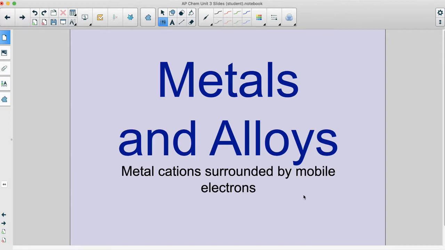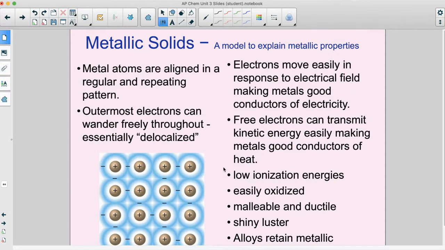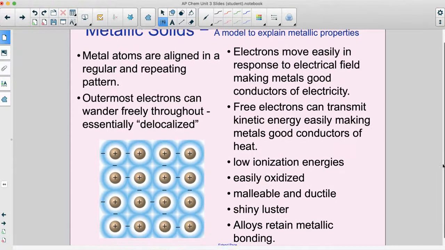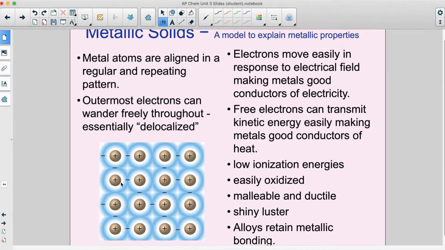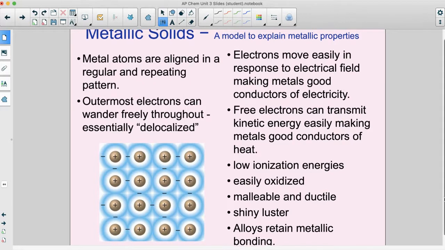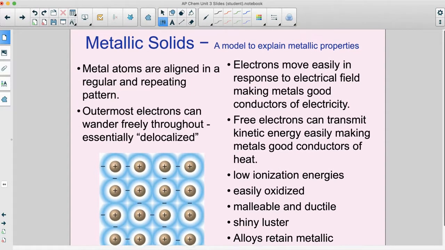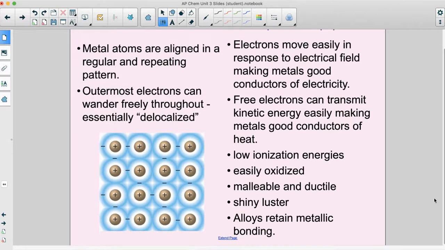All right, and then finally, metals and alloys we've already talked about before. And here's our metallic solid with our positive metal ions with a sea of electrons surrounding it. And so those are our metallic bonds and our metallic substances. Alloys have the same properties as metals, just changed properties depending on the alloy.